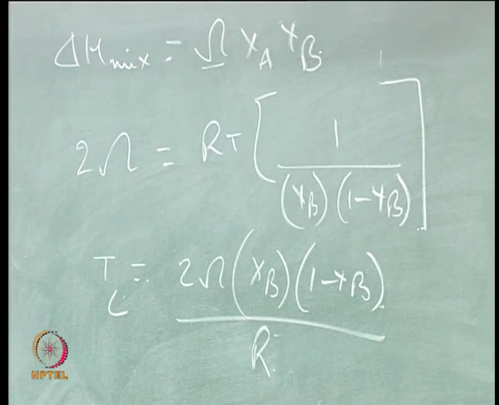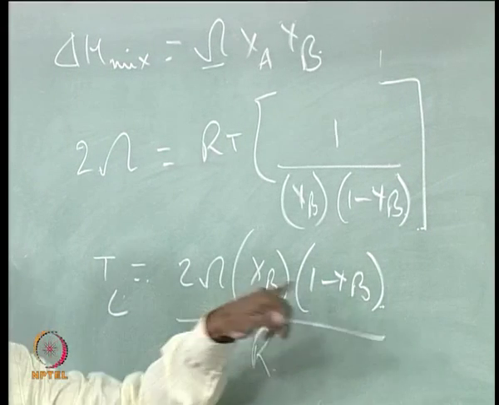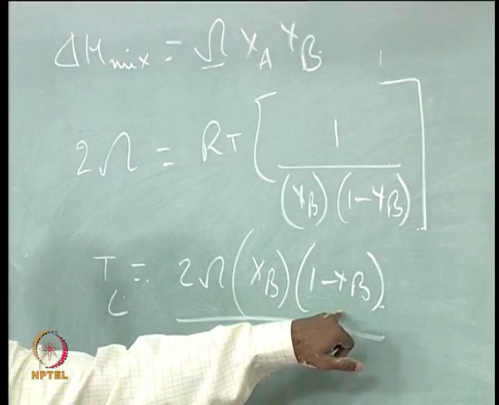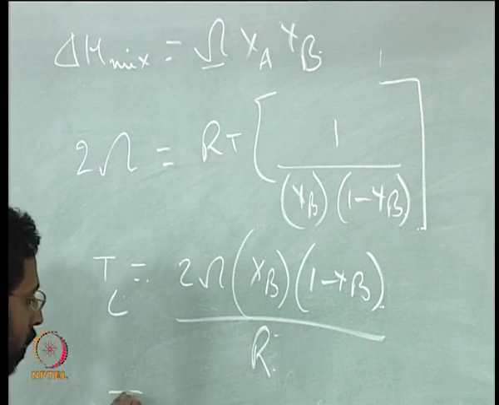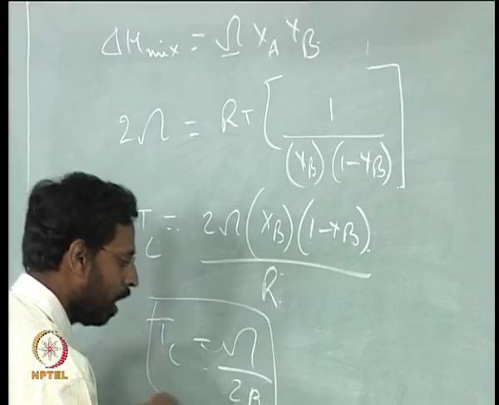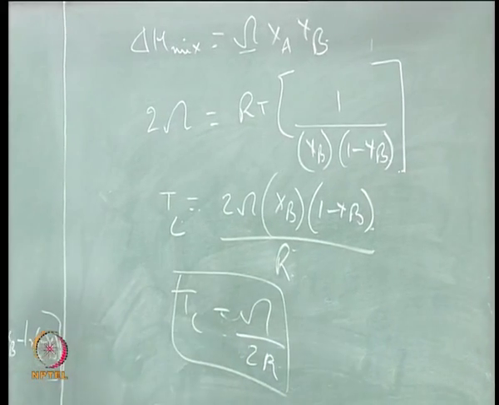Solves the problem. You put x_B as 0.5 and you see this is 0.5 into 0.5, so 0.25. So you would see that Tc is omega by 2R. What are the assumptions in this whole derivation?